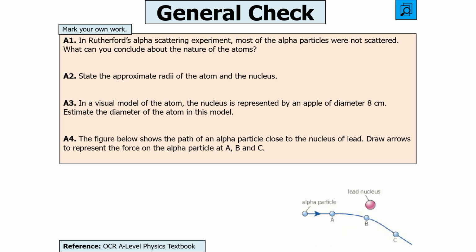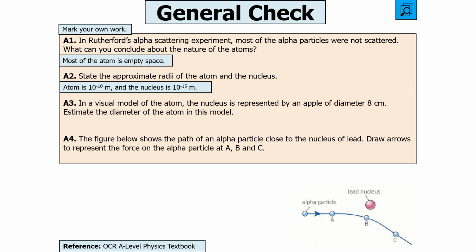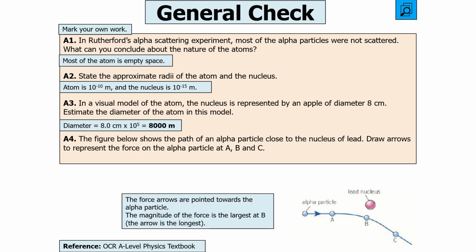Right, it shows us firstly that most of the atom is empty space because they move through undeviated. You've got to know the facts that the atom is 10 to the minus 10 meters and the nucleus is 10 to the minus 15 meters in terms of radii. So using the fact that the difference between the two of them is 10 to the 5, the diameter is going to be 8 centimeters times 10 to the 5, that's the difference, so therefore it's 8,000 meters.